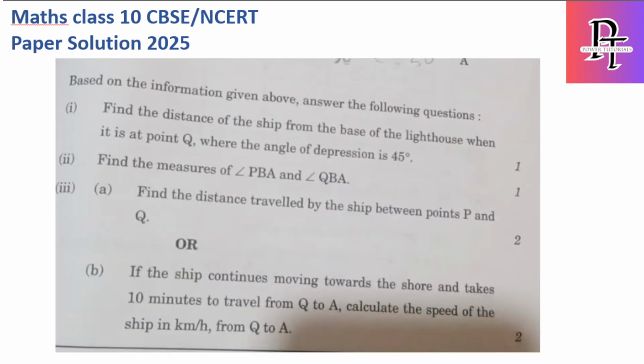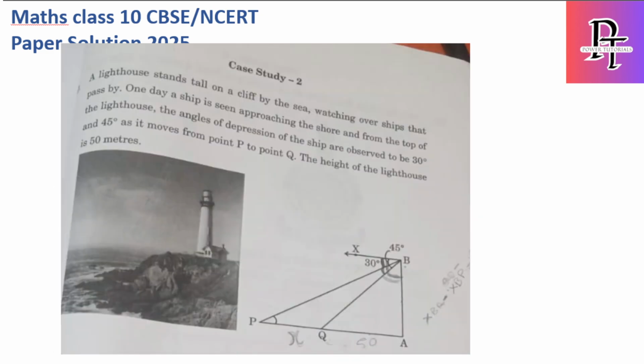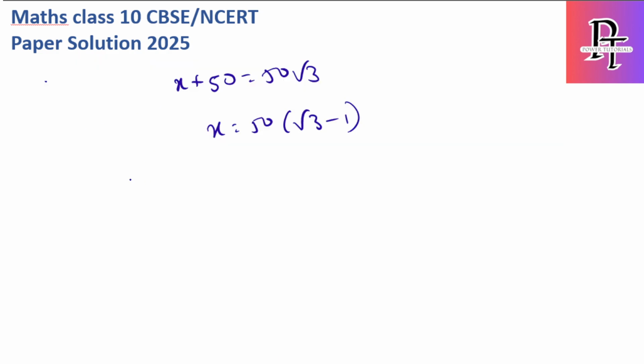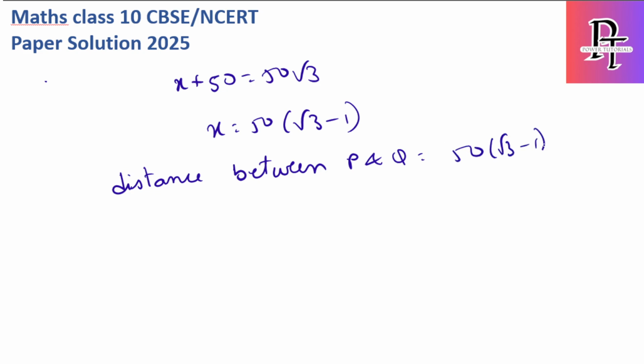Let's see in the question, did they mention the root 3 value? Okay, if they haven't mentioned, you can leave it as it is. So the distance between P and Q is equal to 50 into root 3 minus 1 meters. Okay, let's solve B part as well.